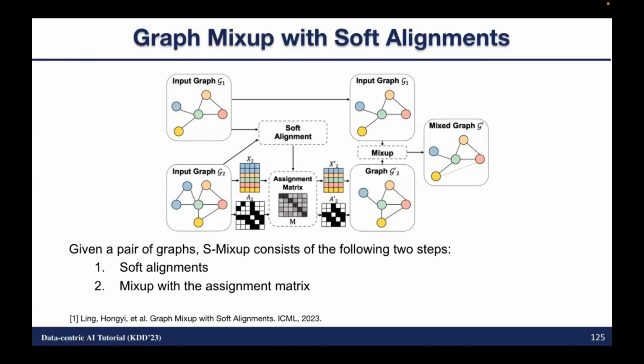So if we can learn this kind of assignment matrix, we can use this matrix to transfer one of G1 or G2 to be easily aligned to the other one. So this is the core idea of this paper. The first step is we do the soft alignments, and then, for example, in this figure, we transfer G2 with this assignment matrix into another graph that can be easily aligned to the original G1.